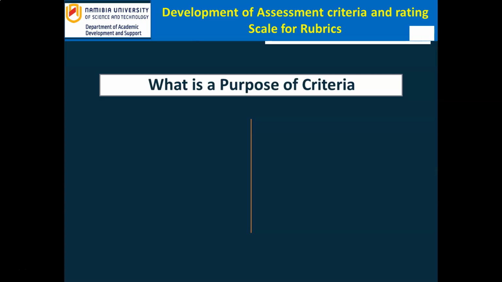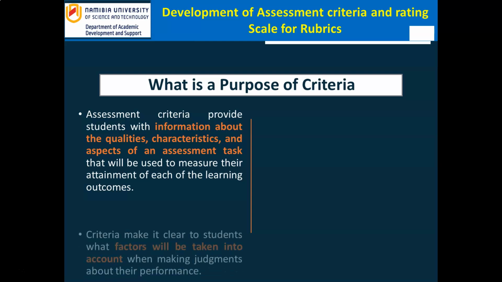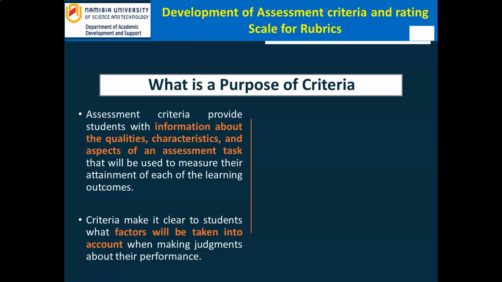What is the purpose of criteria? Assessment criteria provide students with information about the qualities, characteristics, and aspects of an assessment task that will be used to measure their attainment of each of the learning outcomes. Criteria make it clear to students what factors will be taken into account when making judgments about their performance. It could be argued that the most direct way students experience what is needed to achieve the unit's learning outcomes is through the assessment criteria.